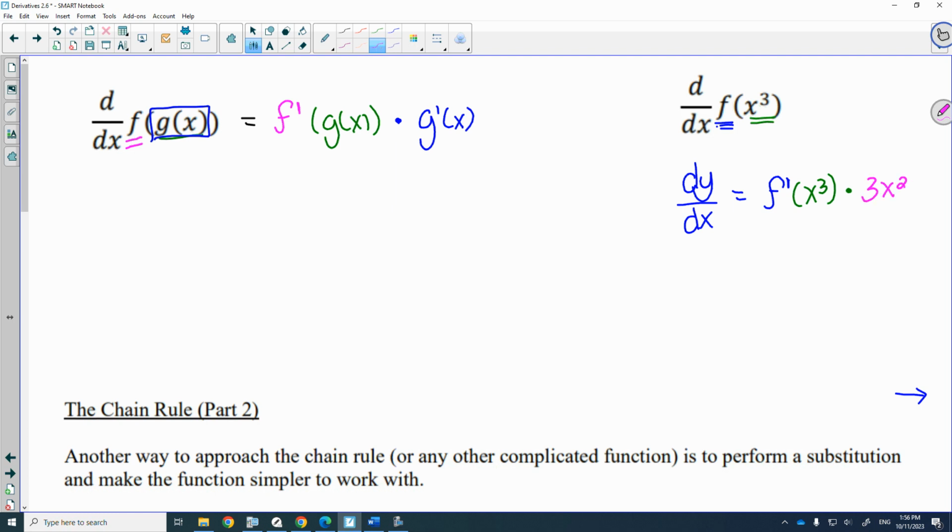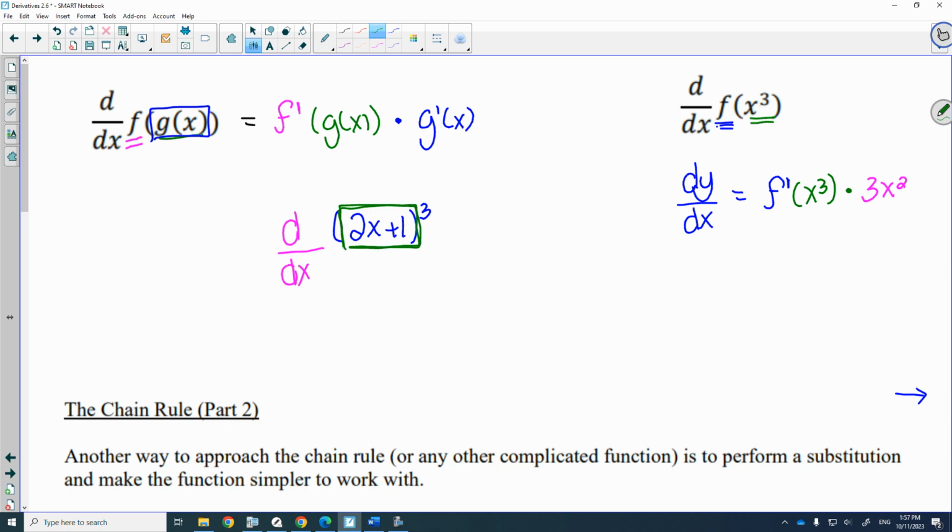And that would be the answer. So again, if I gave you this, differentiate with respect to x, and I want you to differentiate, let's say, (2x plus 1) to the 3. Okay, so this is considered my inner function.